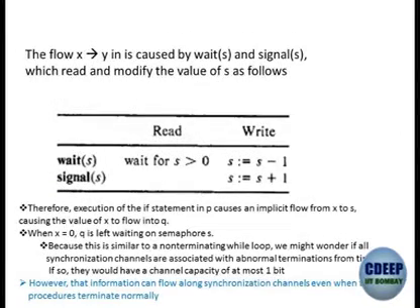Thus, the flow of X into Y is caused by wait of S and signal of S, which are the operations available on the semaphore S. If you are aware of the P and V semaphores, you should not confuse them with the procedure P that I have given there. Signal corresponds to capital V of S, the operation allowed on the semaphore, and wait corresponds to the capital P operation, not the procedure you have. The semantics of P and V semaphores correspond to wait S and signal S.